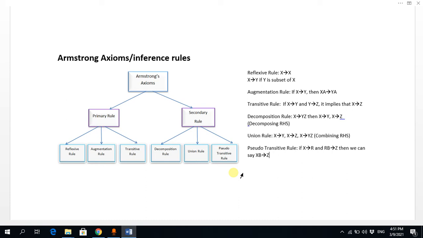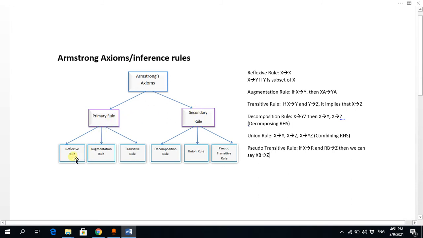Armstrong axioms, or inference rules, basically deal with functional dependencies. You can say these rules are the rules of functional dependencies in database relations. There are 3 primary rules and 3 secondary rules. The primary rules are, first, the reflexive rule.